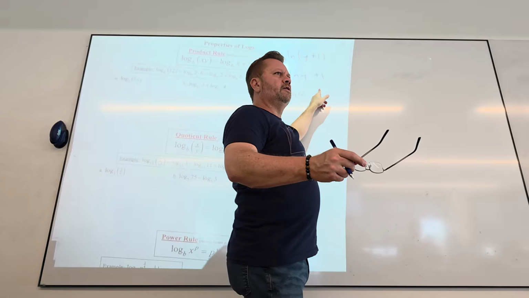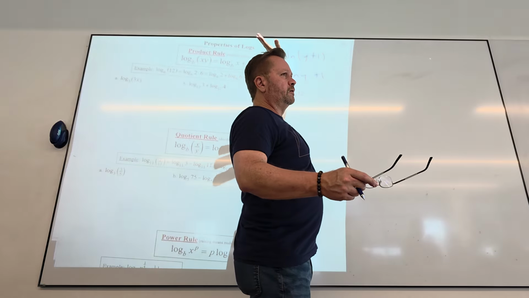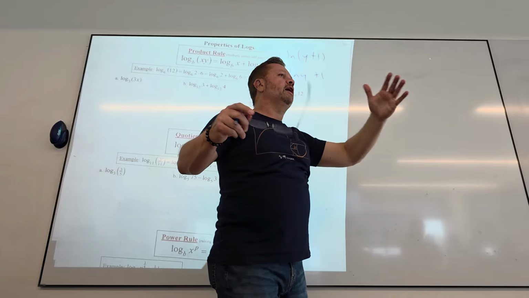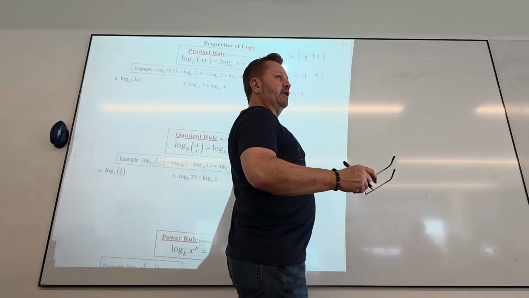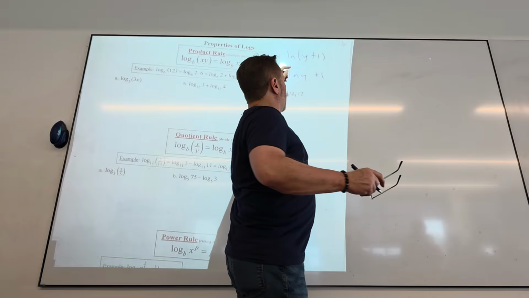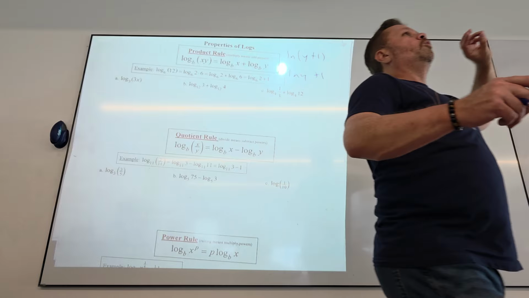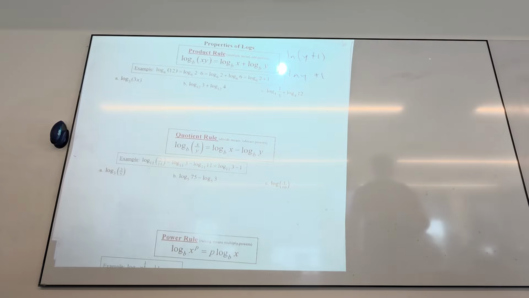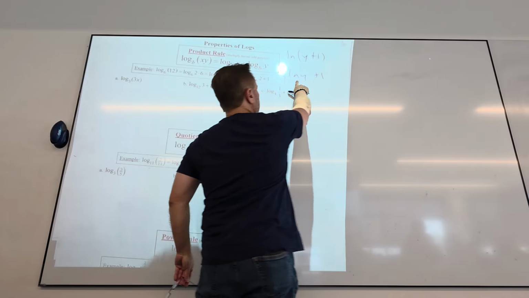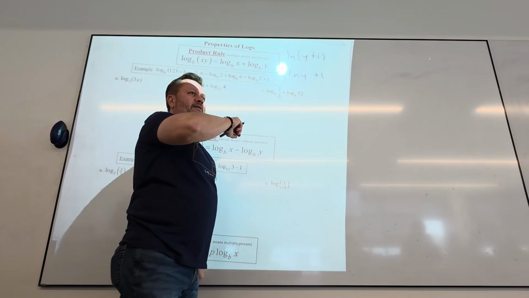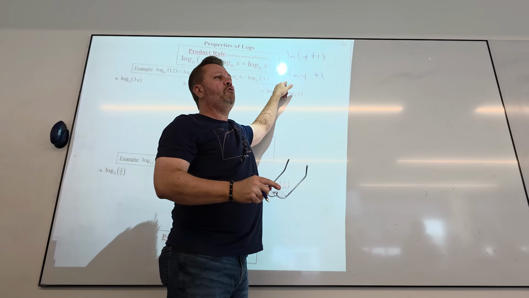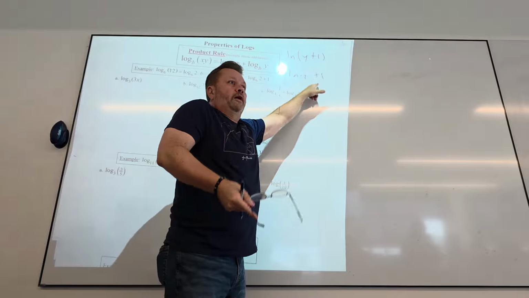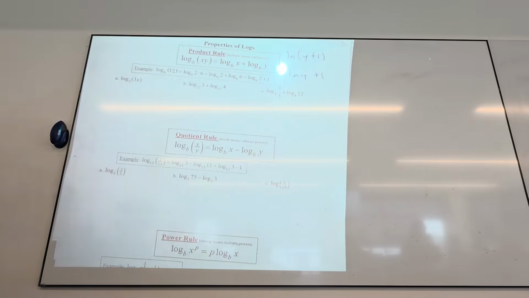Do you guys see the difference? What's inside of the natural log on the first one? Not the base, what's inside of it? Y plus 1 is inside of it, yes? What's inside of the second natural log? Just y. So this is natural log of y plus 1, and this is natural log of y, plus 1. Yes?